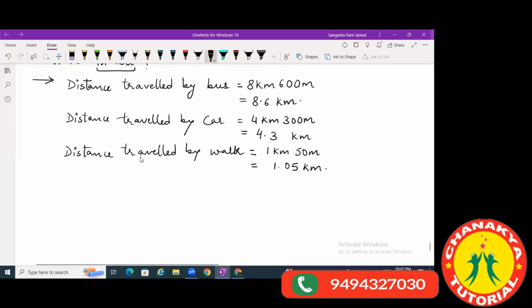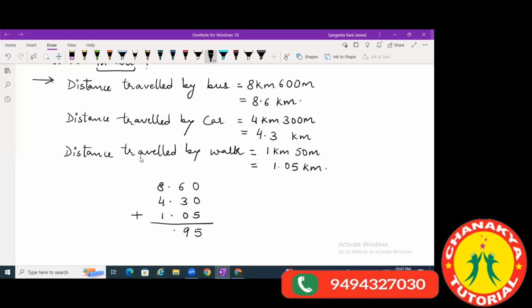Okay, now I was asked how much distance was traveled, the total distance. So you will add all of these: 8.6, 4.3, and 1.05. Since there is nothing in some places, I will just occupy these vacant spaces, and then I will add. Now you give me the answer. Harshit, give me the answer. Ma'am, is it 13.950? 13.950. Okay. Everyone, please check.